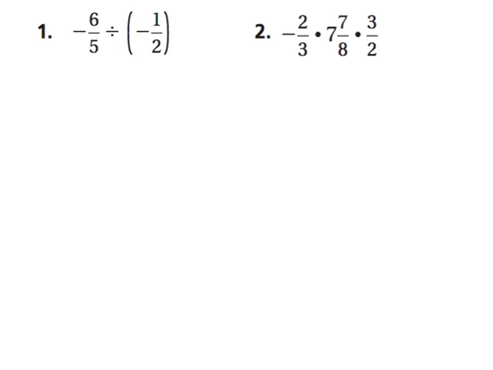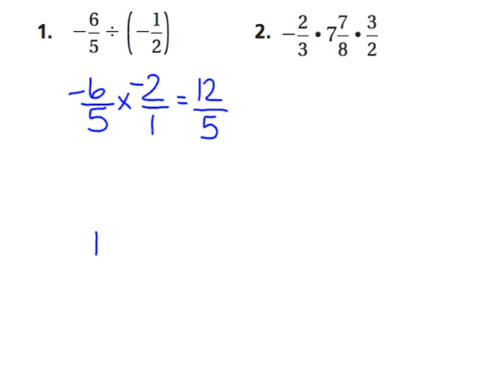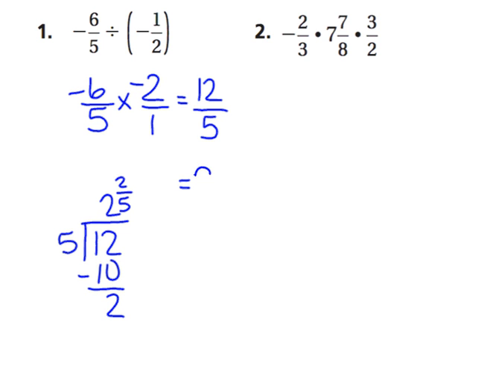All right, now that you've hopefully had a chance to try these on your own, we can check our answers. So for number 1, this is division of fractions. So I'm going to change it into a multiplication problem and multiply by the reciprocal. Then from here, negative 6 times negative 2 is 12, and 5 times 1 is 5. And then final step, change it into a mixed number. 5 goes into 12 twice, with 2/5 left over. So my final answer is 2 and 2/5.